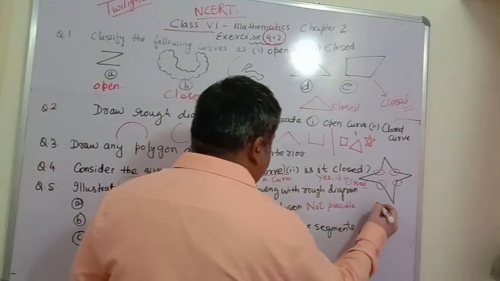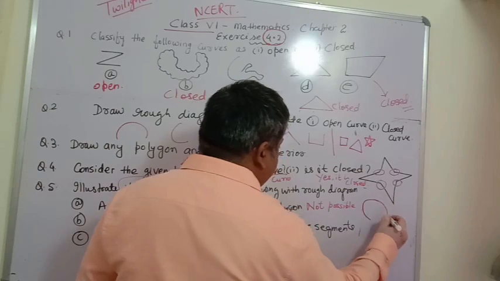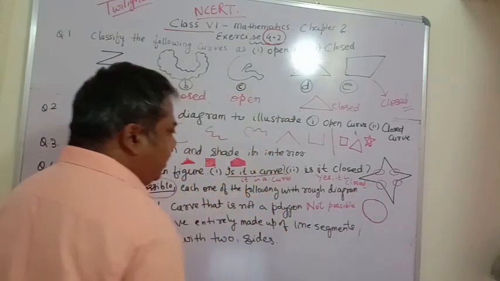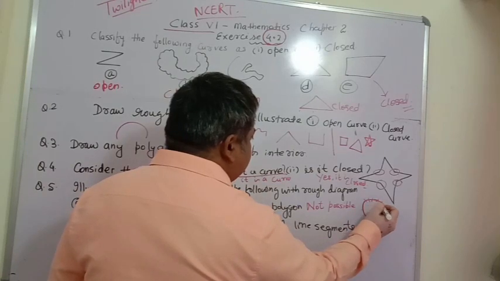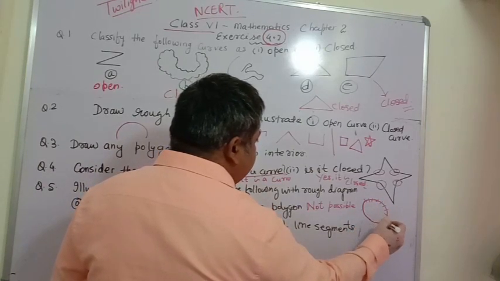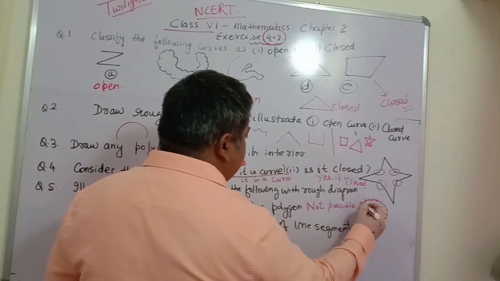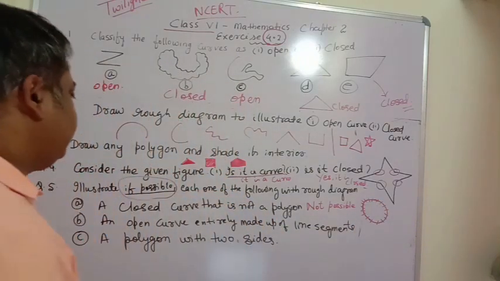Now if you say that, sir, in a circle there is no straight line, then I would say a circle is made up of tiny line segments. There are many tiny line segments in a circle. So hence it is also a type of polygon itself.